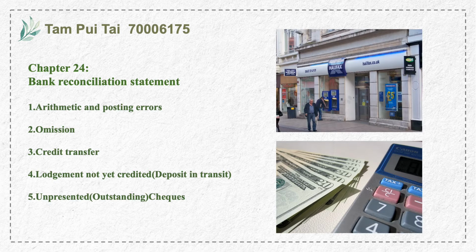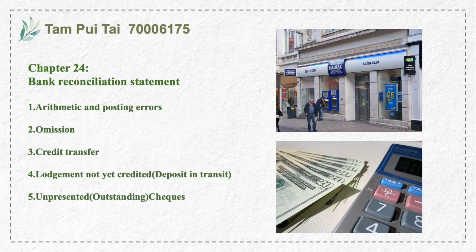Number 4, lodgement not yet credited. It refers to an item received by the firm that has not yet appeared on the bank statement. In the firm's book, items are recorded when they are received and not when they are credited by the bank. However, they will not appear on the bank statement until they are deposited and cashed.